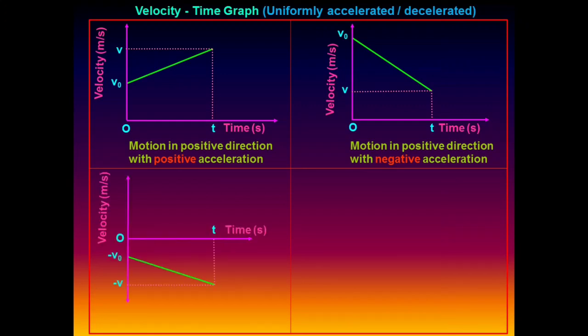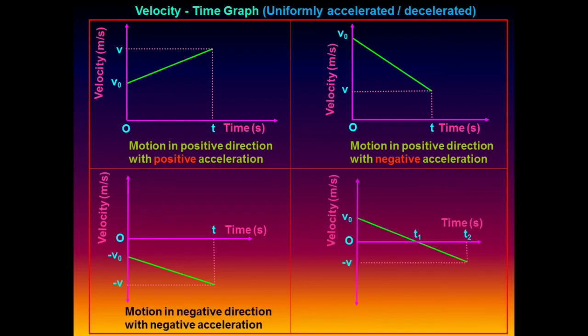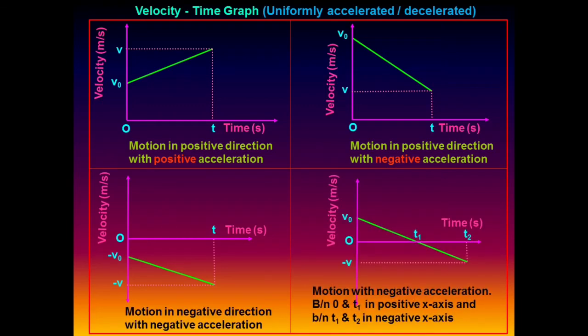The next two you can compare and see: the motion in the negative direction with negative acceleration, and the fourth one is the motion with negative acceleration, right? Between 0 and t1, check it, it is going in the positive x-axis direction, and again it travels from t1 to t2, that part is the negative x-axis. So in that way we have different representations of the velocity-time graph, right?